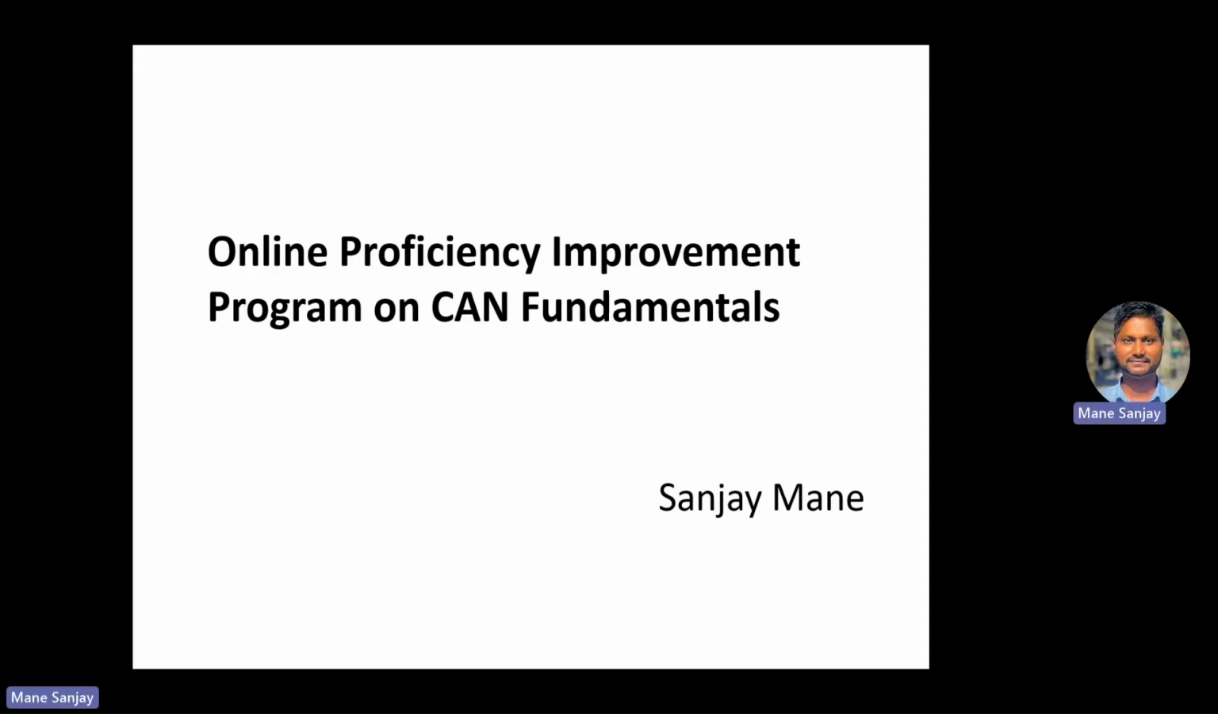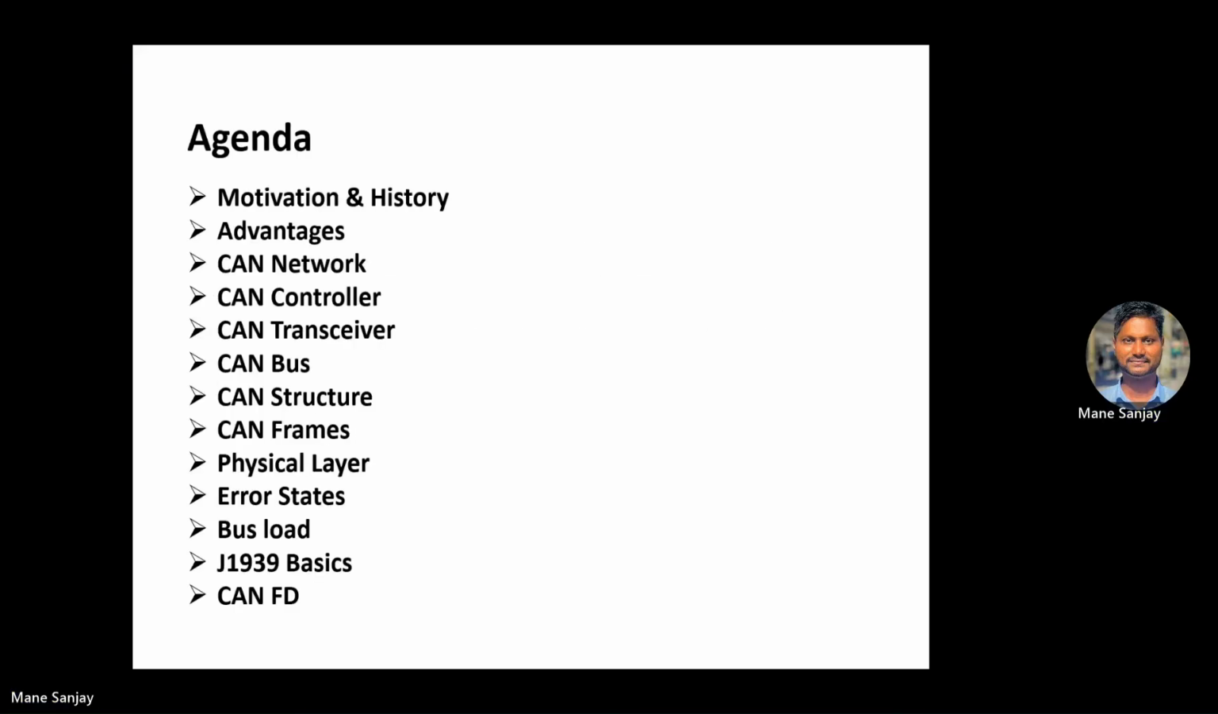So what is my plan today? What am I going to cover? I'm going to cover what is the motivation behind the CAN protocol, what is the history, and what are the different advantages over the other networks. Then what is the CAN network, what is the role of the CAN controller, the role of the CAN transceiver, what is the CAN bus, the CAN structure, and the CAN frames. Then we'll touch base on the physical layer.